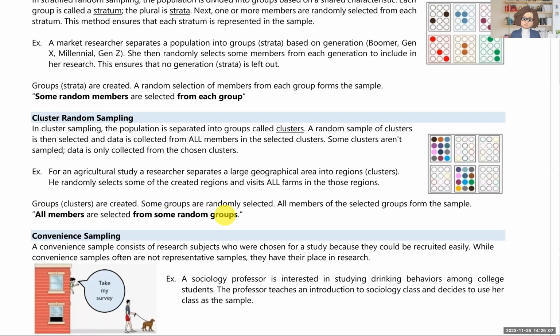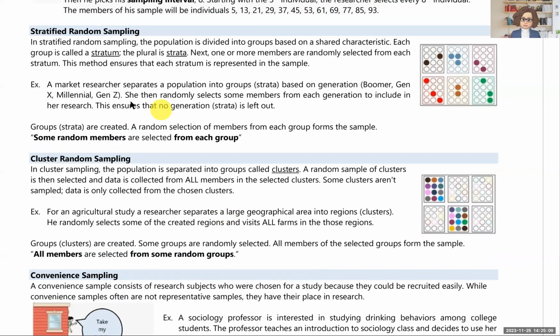So you want to find a way to make sure you see the difference between the two techniques and different ways to think about it. So with stratified random sampling, it's members that are chosen at random. With cluster random sampling, it's the groups that are chosen at random, and then all members are selected from those particular groups. And of course, we'll have some practice on the next page.